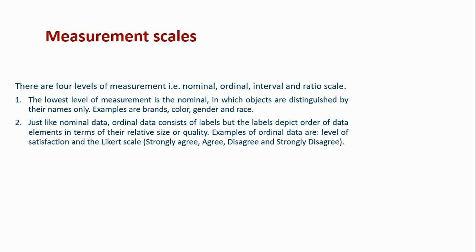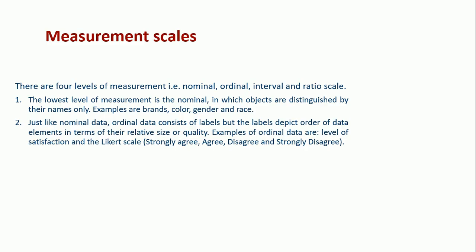But the difference between them is that under the nominal level of measurement, there is no order. You cannot order. For example, if you are given different colors, you cannot order. If you are given gender, male and female, you cannot order gender. But objects that fall under the ordinal level of measurement can be ordered.